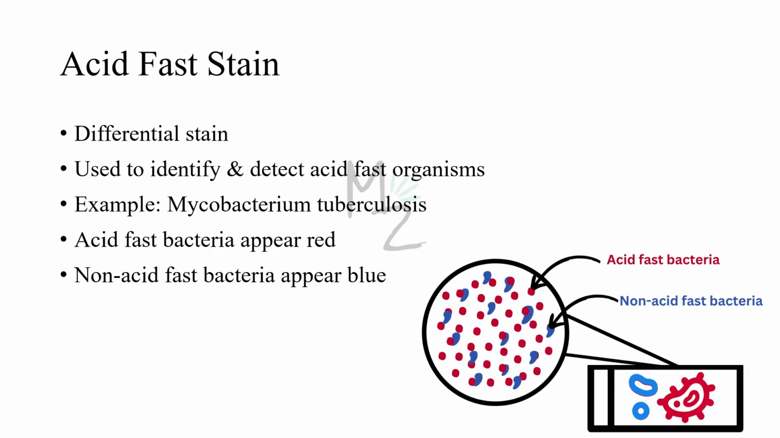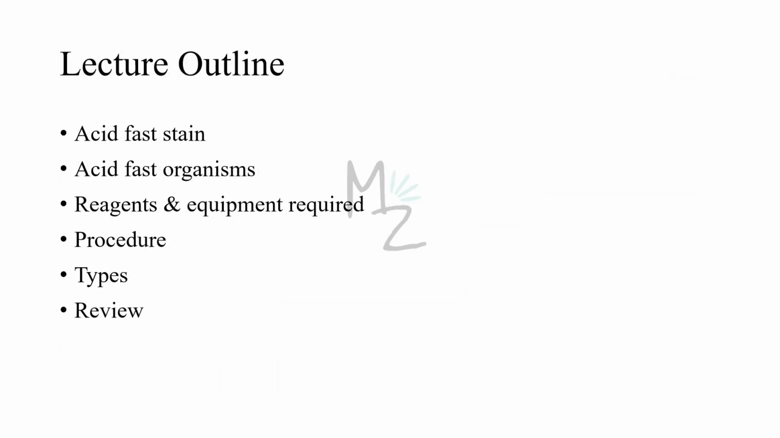Acid-fast bacteria appear red on acid-fast staining, while the non-acid-fast bacteria appear blue. As you can see in this picture, these are the acid-fast bacteria and they are red colored, and these ones are the non-acid-fast bacteria and they stained blue. Lecture outline. As we are done with the introduction of acid-fast staining, now we'll be looking at the acid-fast organisms, reagents and equipment required to perform the acid-fast stain, then what its procedure is, what its different types are, and at the end, as usual, we'll review the lecture.